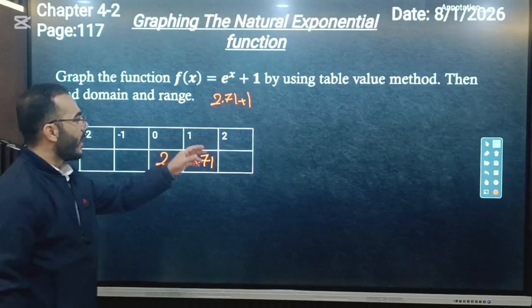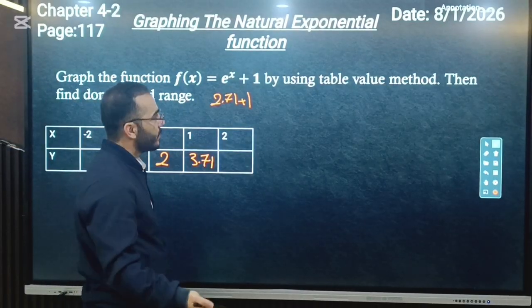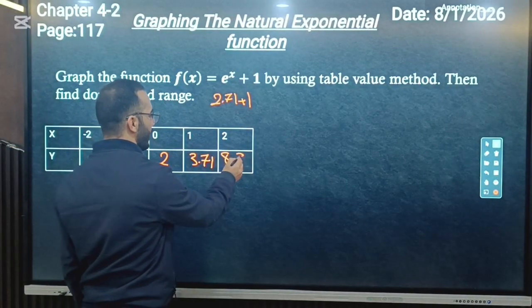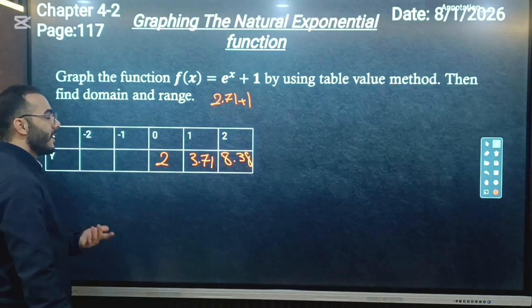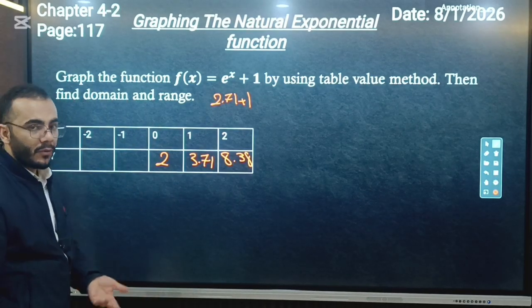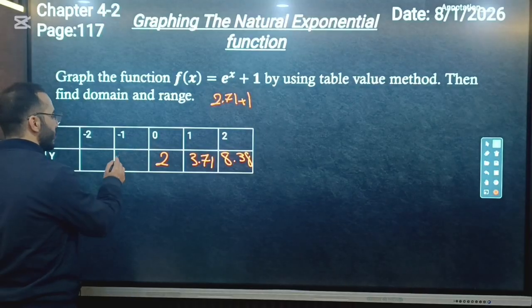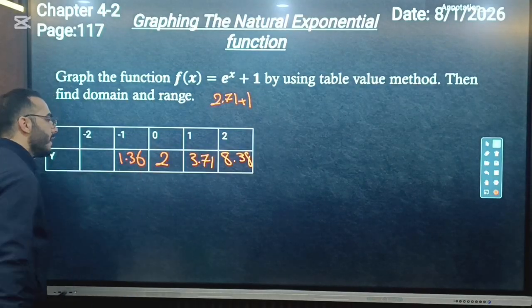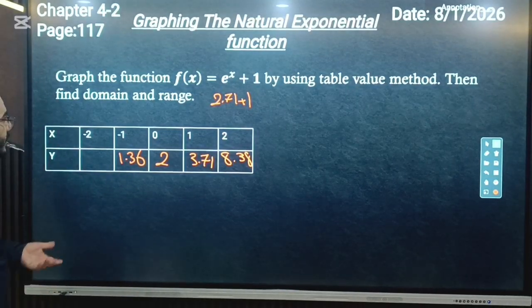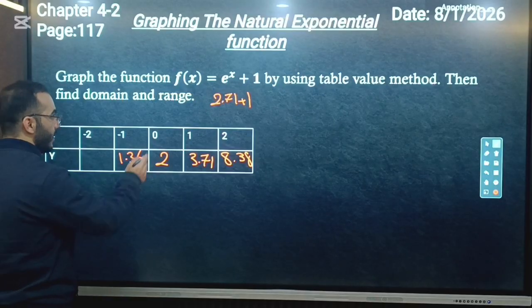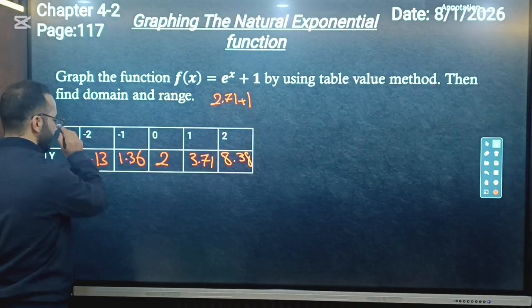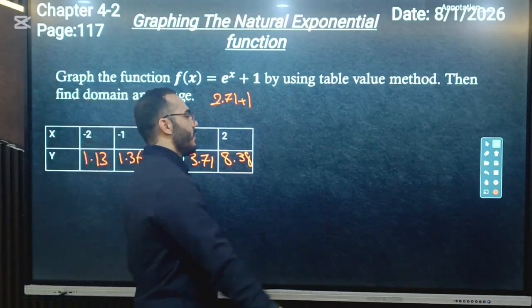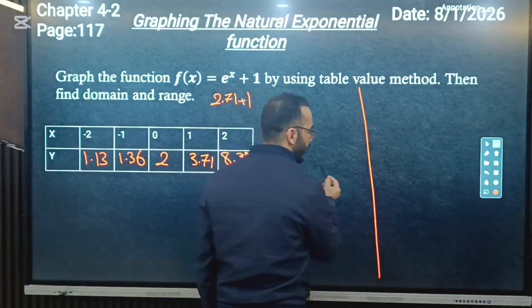All right. e powered by 2 is 7.38, plus 1 is approximately 8.38. e powered by negative 1 is equal to 0.36, so plus 1 is equal to 1.36. e powered by negative 2 is equal to 0.13, plus 1 is 1.13. Perfect. Now our coordinate plane is over here.